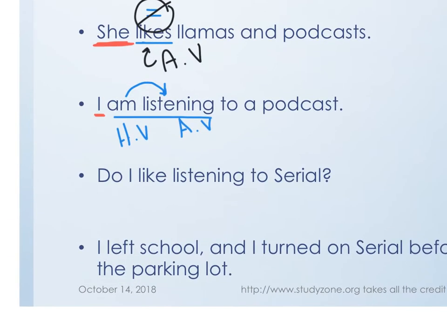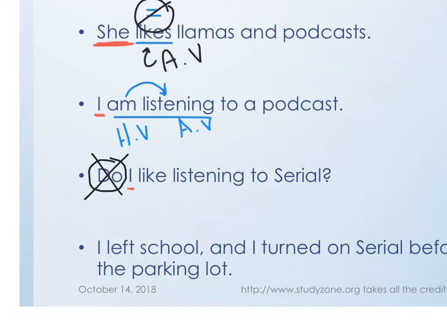Do I like listening to cereal? I do like listening to cereal. In this case, the word do is turning this into a question. If I crossed do out, I just have I like listening to cereal. Anytime you have a question like this and you can take that question word out, do it. It'll be much easier, because now you can see I am the subject of the sentence.